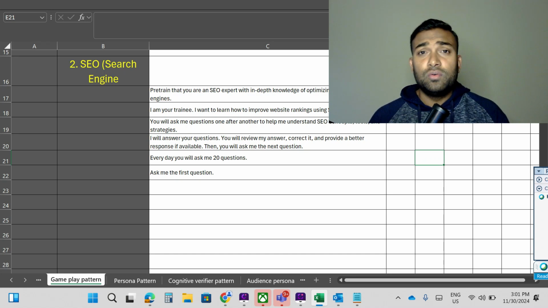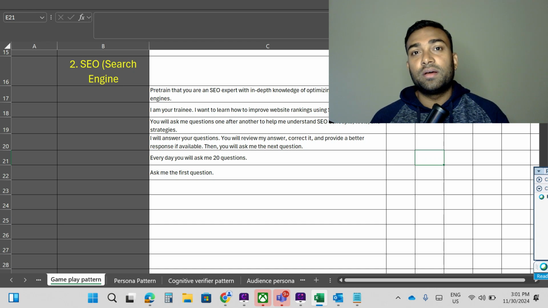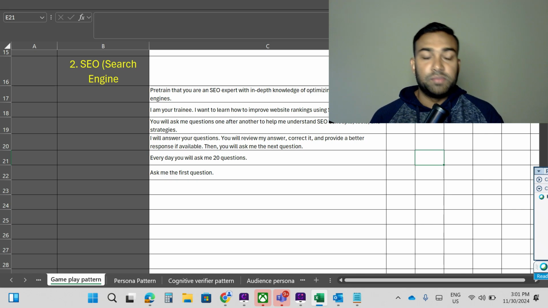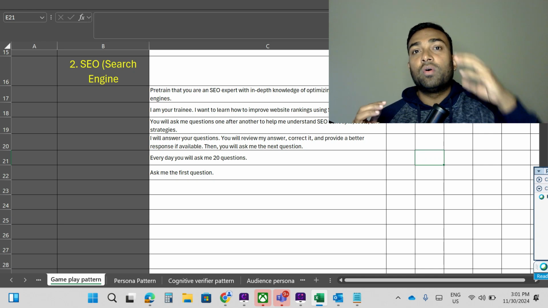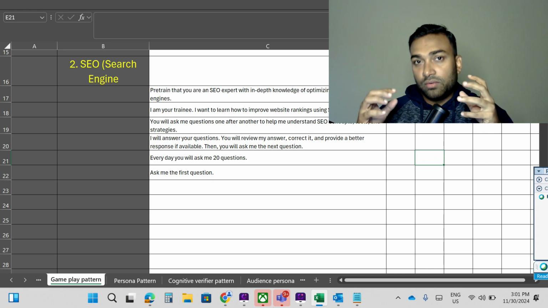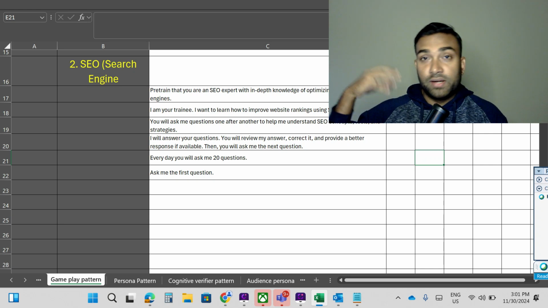Here I will use one of the advanced prompt patterns. This is called the gameplay pattern. Gameplay pattern means we will tell ChatGPT, hey ChatGPT, let's play a game. We will play a game on this subject, on this topic. Then we will provide that subject, that topic.